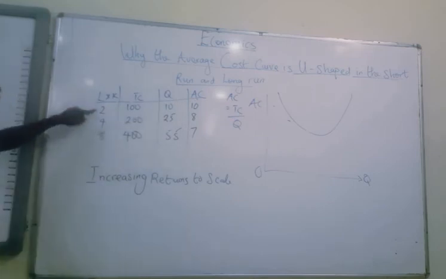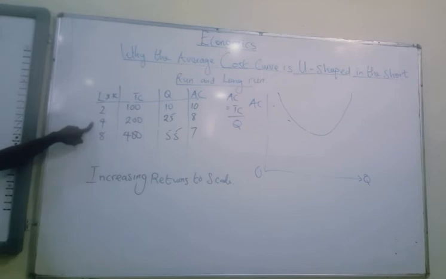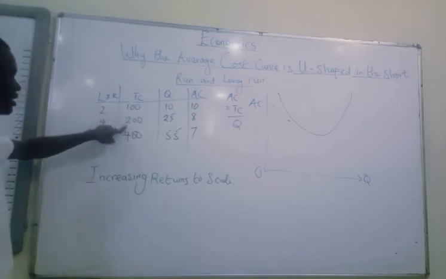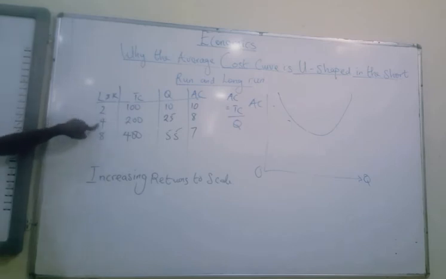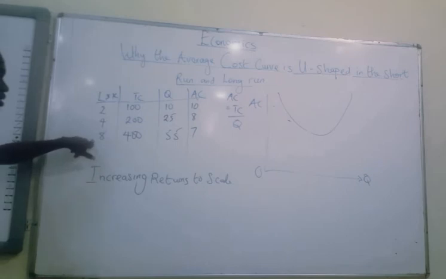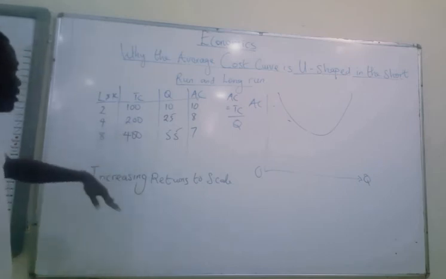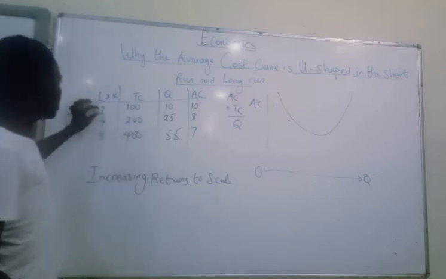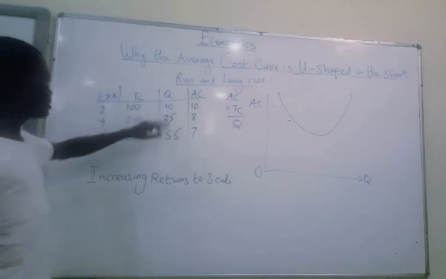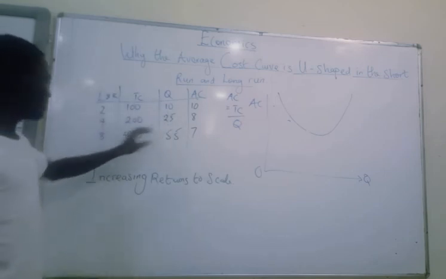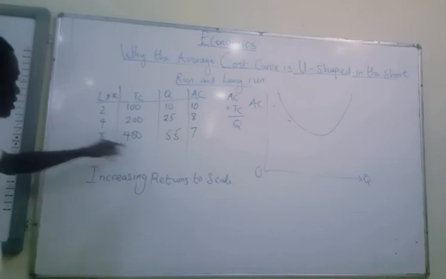When we double the use of our inputs, so we have 4, since the price is 50 naira, 4 times 50 naira is 200. Then when we double from 4, that means we have 8, and 8 multiplied by 50 naira is 400 naira. The output, when we were using 2 units of input, was 10. When we double to 4, we have 25, and when we double from 4 to 8, we have 55.